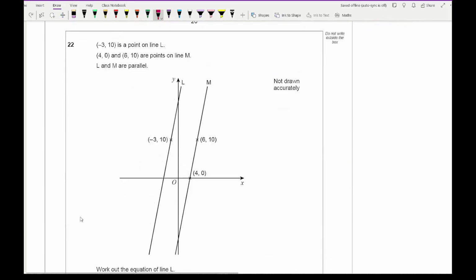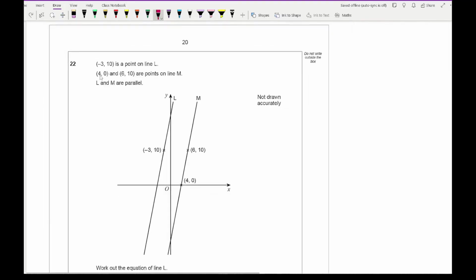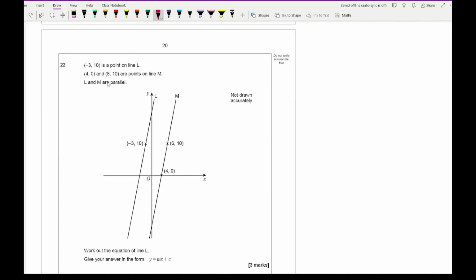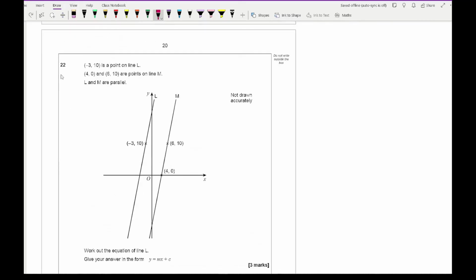Moving on to question 22, let's just zoom out for this one so we can fit it all in. The question's given us our points, and the question is asking us to work out the equation of L in the form of y equals mx plus c. Now the first thing we need to do is work out the gradient. The gradient of these two lines are parallel, so to work out the gradient, I need to use the formula, or I could create my little triangle to work out the gradient of this.